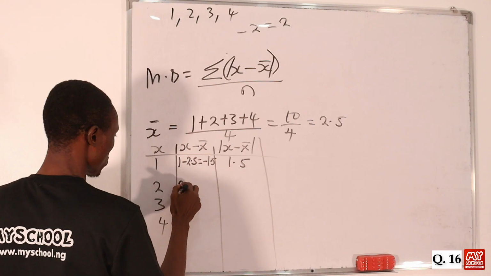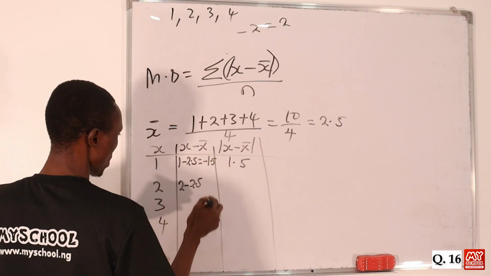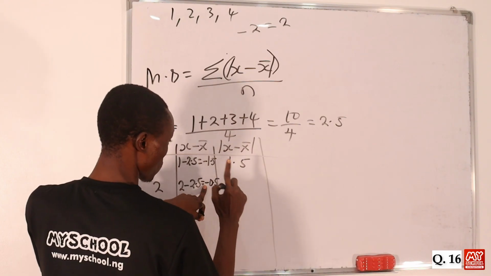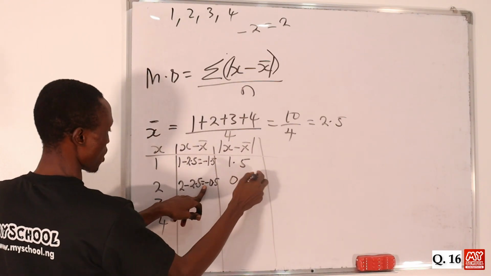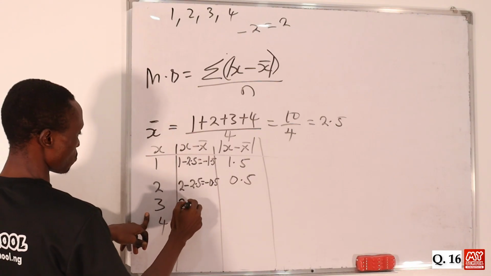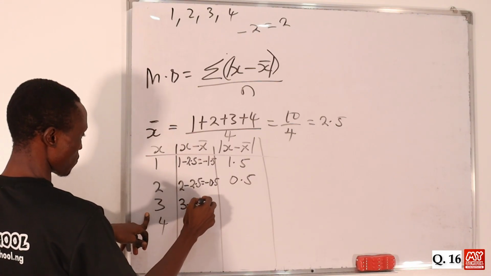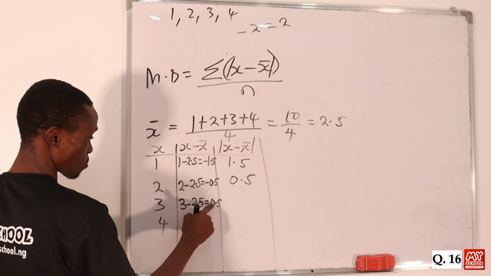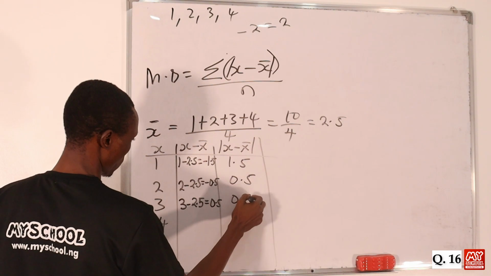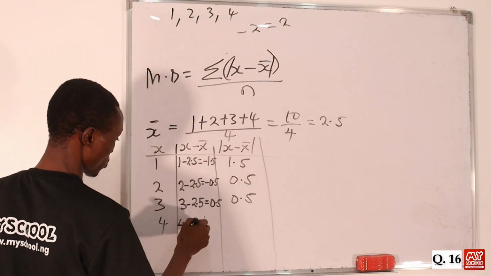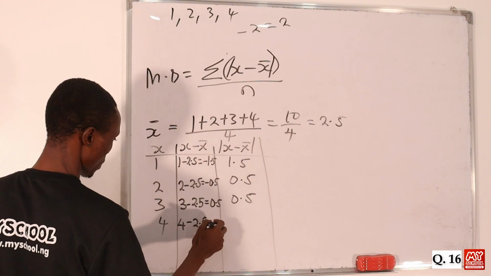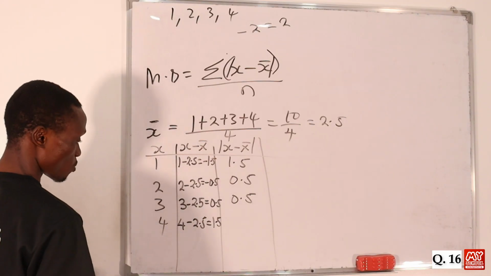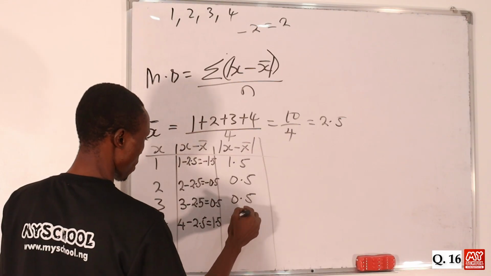So here we have 2 minus 2.5, and this will be equals to minus 0.5. Absolute value of minus 0.5 is still 0.5. So here we have 3 minus 2.5, and this will be equals to 0.5. So absolute value of 0.5 is still 0.5. So here we have 4 minus 2.5, and this will be equals to 1.5. Remember, the absolute value of 1.5 is still 1.5.